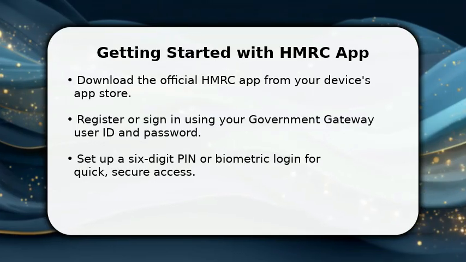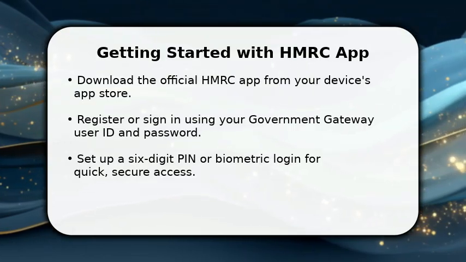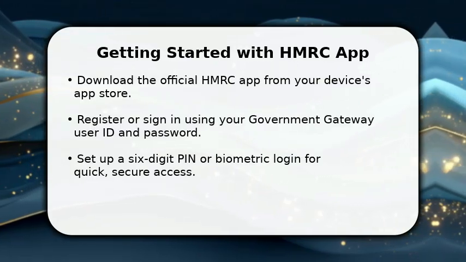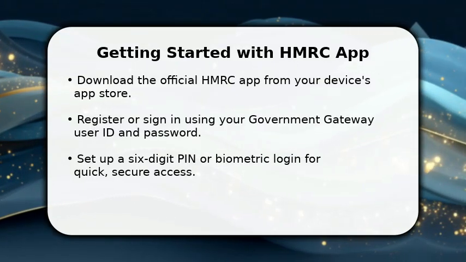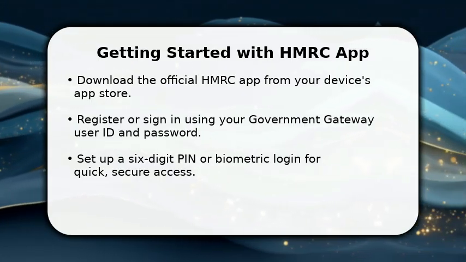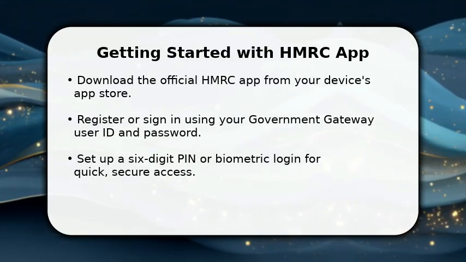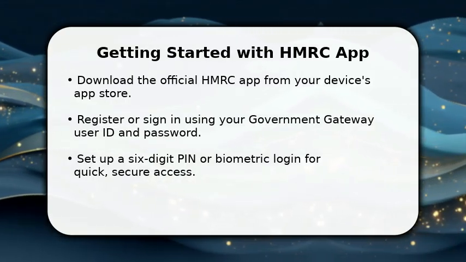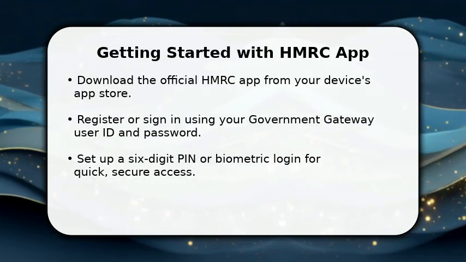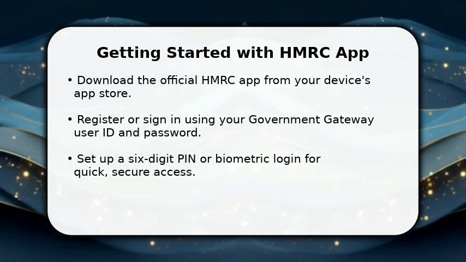In this video, I will explain how to use the HMRC app. First, ensure you download the official HMRC app from your device's App Store, whether it's the Apple App Store or Google Play. Once installed, you'll need to register or sign in using your existing government gateway user ID and password. For enhanced security and convenience, set up a 6-digit PIN or enable biometric login, such as fingerprint or face recognition, to access your tax information quickly and safely.